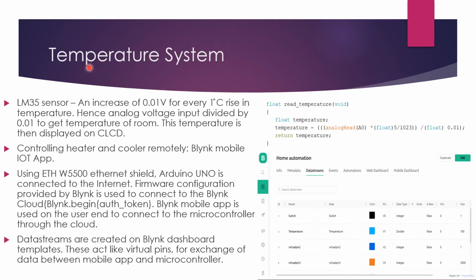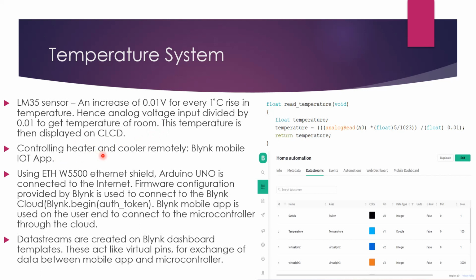Next we move on to the temperature system. Here we use the LM35 sensor. This sensor shows an increase of 0.01 volt for every 1 degree Celsius rise in temperature. Its analog voltage input is divided by 0.01 to get the temperature of the room. This temperature is then displayed on the CLCD, or character liquid crystal display.